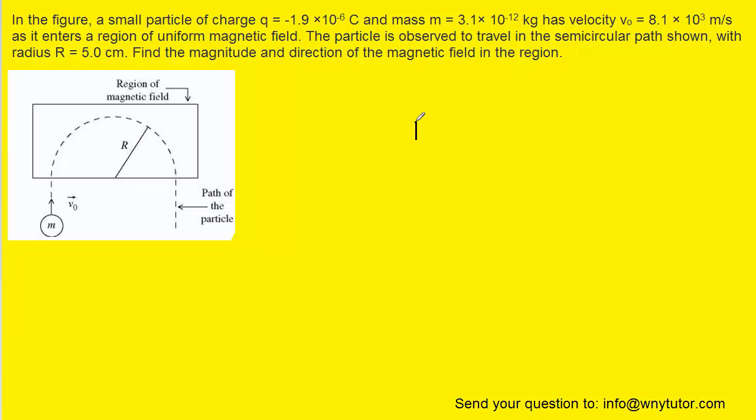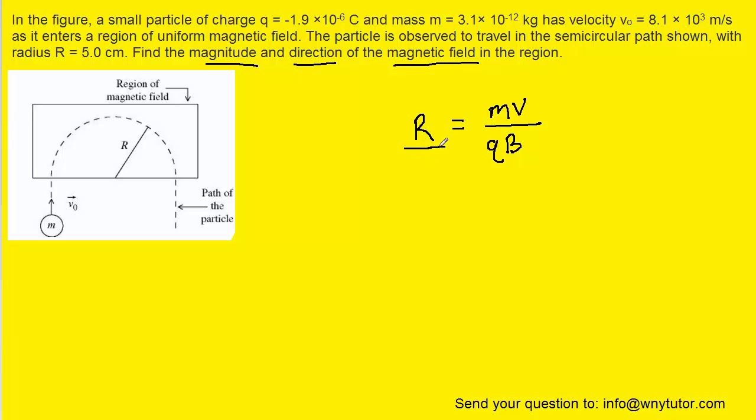And it turns out that the value of that radius is equal to the mass times the velocity of the particle divided by the charge of the particle multiplied by the magnetic field strength. Now this question wants us to find the magnitude as well as the direction of the magnetic field. And of course, that means it's asking us to calculate B. And so we're going to solve this equation for B.